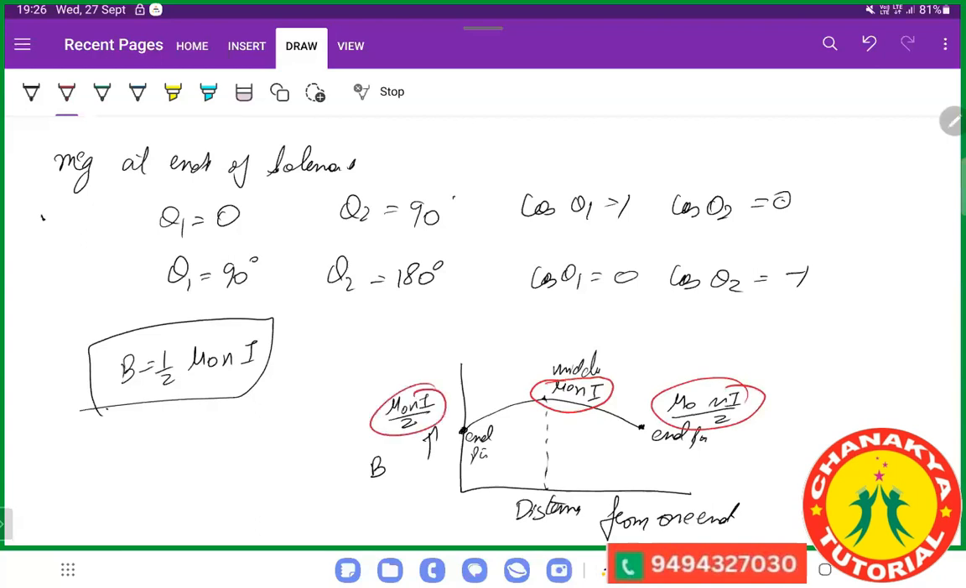So at both ends, we are getting mu naught Ni by 2. And at the middle, we are getting mu naught Ni. So what we are concluding here is that the magnetic field at the end of the long solenoid is half as compared to the center.